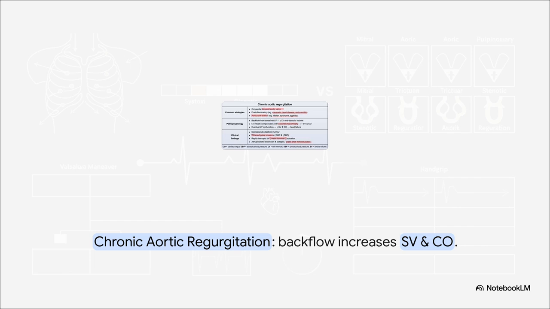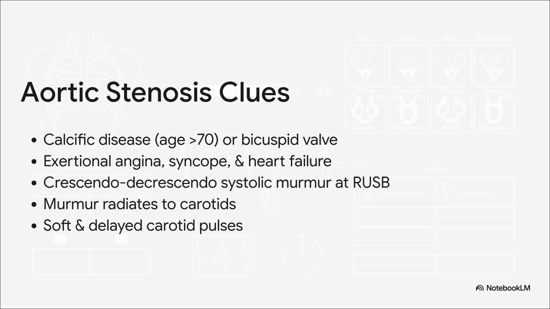And remember, in younger patients, always suspect a congenital bicuspid aortic valve as your underlying cause. Now, for aortic stenosis, the whole presentation flips to a pressure overload issue. The classic demographic here is either an elderly patient with calcific disease or, again, a younger patient with a bicuspid valve. You're looking for the classic symptom triad: exertional angina, syncope, and heart failure.